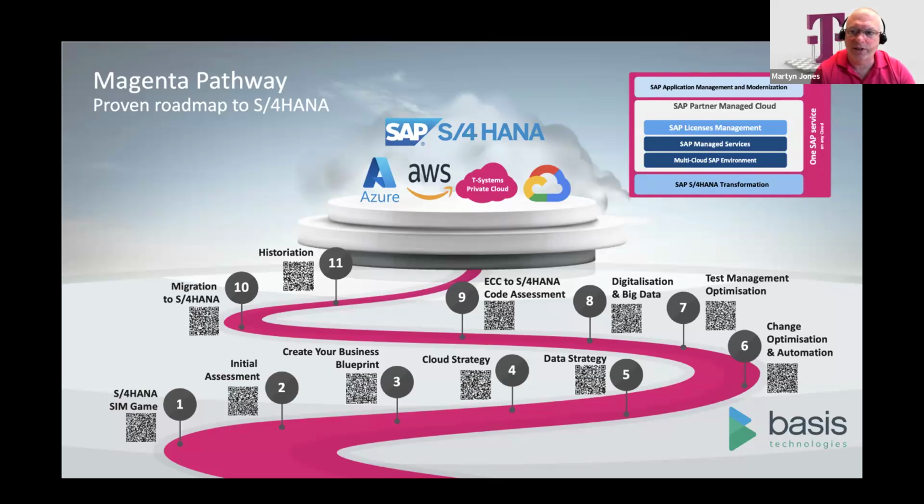What T-Systems has also looked at is a one SAP service. So really helping customers, no matter who they are, to bring some of these packages together, whether that be license management, managed services, the multi-cloud SAP ecosystem that we provide, or looking at S4 transformations and application management. Bringing all that together as a one SAP service, we can do the best for our customers, current and new, and really look at how we can help customers drive their way forward into S4.